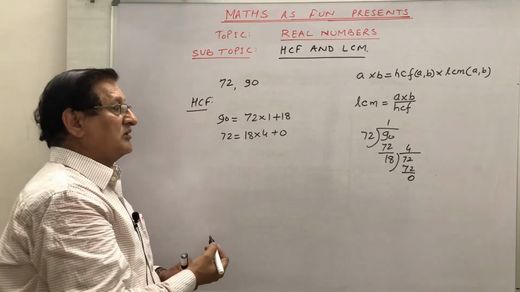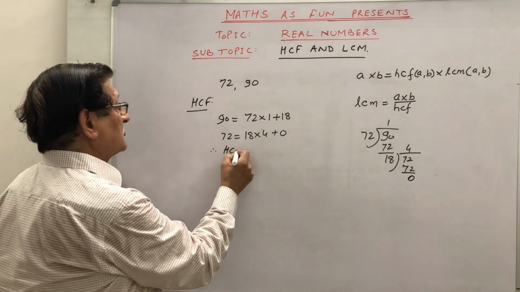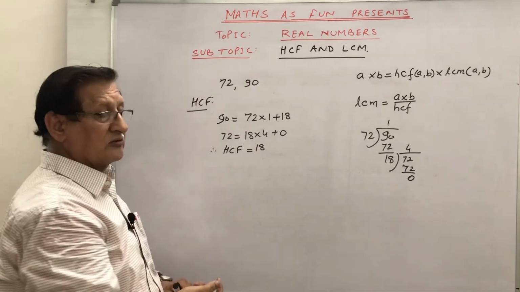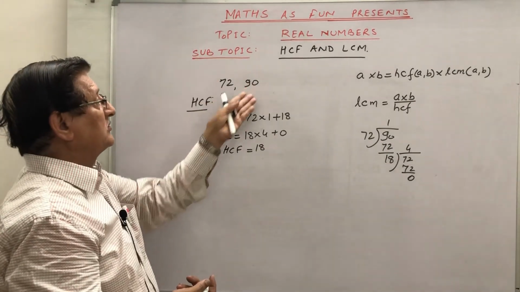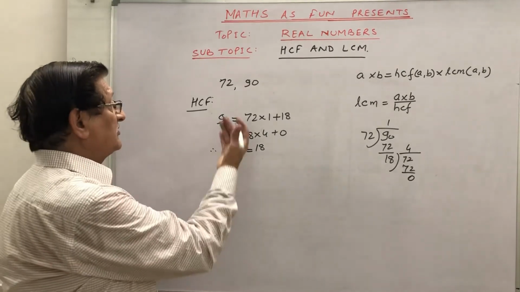And as I told you, the last divisor is known as the HCF. So we can say the HCF of both the numbers is 18. We can also see here 18 fours are 72 and 18 fives are 90. So 18 is the HCF.